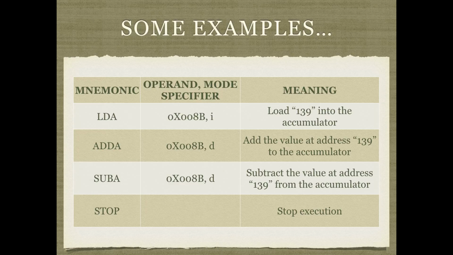Sub A 008BD means go back to that address at space 139, take whatever value is in there and now subtract it from the value that was in the accumulator. So we're essentially negating the second command that we just executed. And then stop, again, it's a unary operation. It does not have any operands or any data that it uses, so there is no operand, there is no mode specifier. So after executing these 4 commands, we are left with the value of 139 in the accumulator.